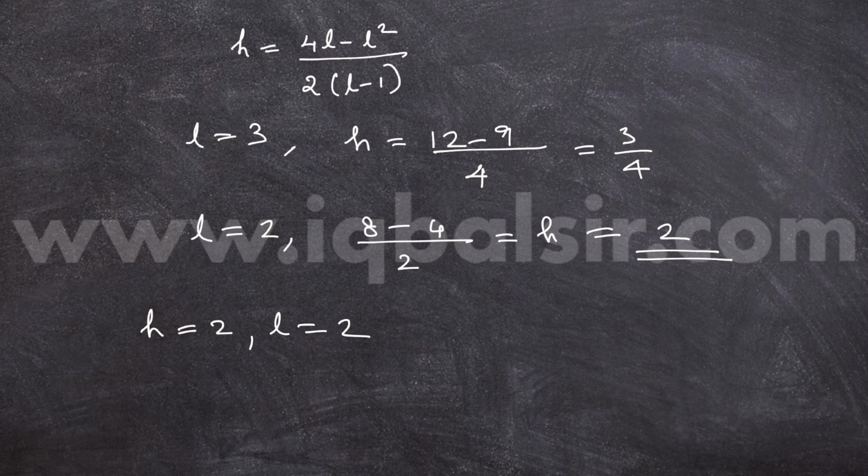And we have to find the sum of the edges. Sum of the edges will be 8L plus 4H, that will be 24. So the answer is option C.